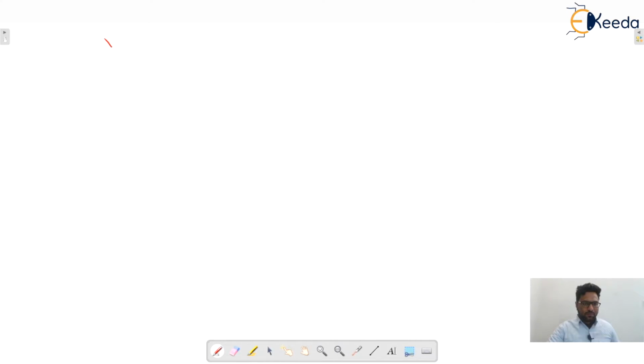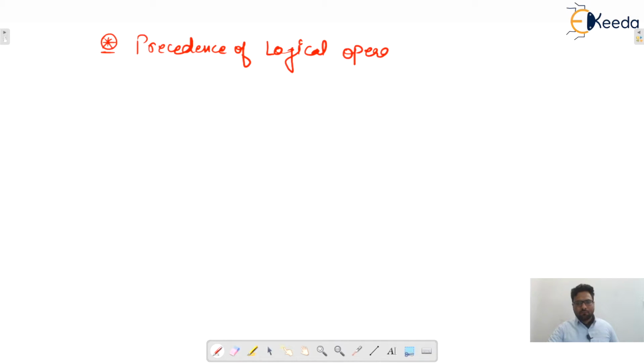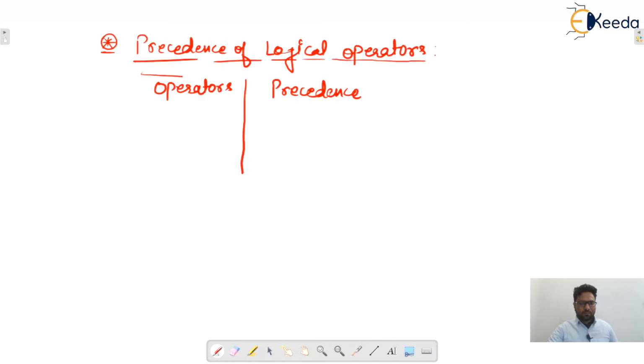So write down first one, that is, the precedence of logical operators. We discussed some operators in the last lecture, so we'll see the precedence of these operators.